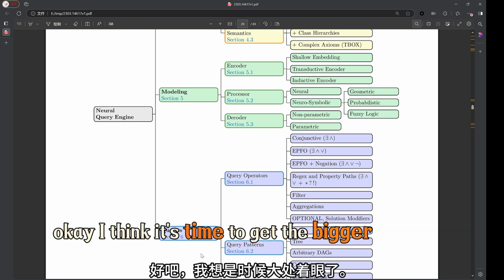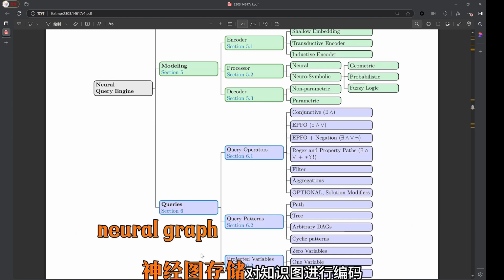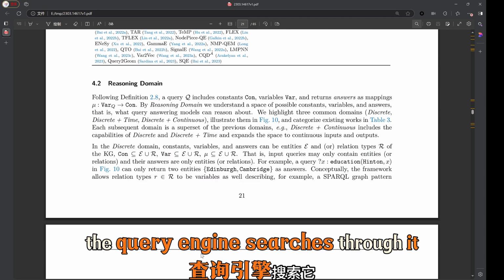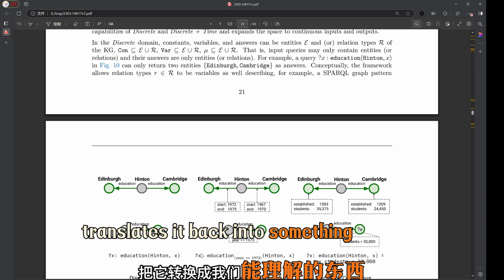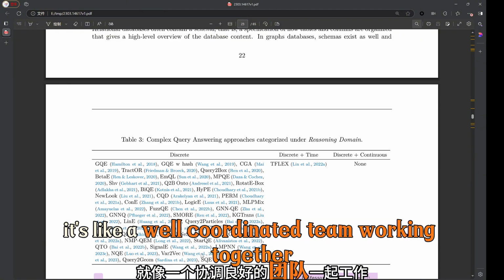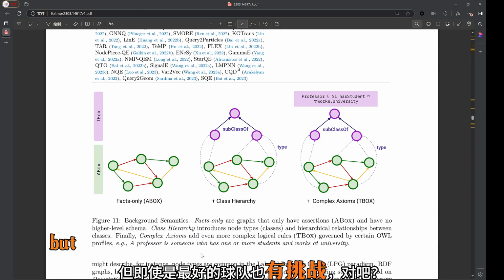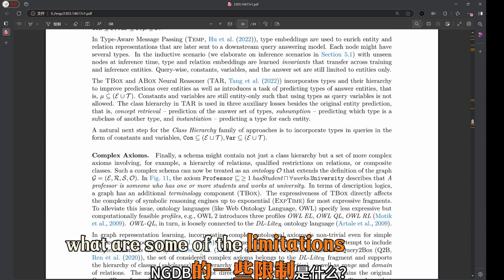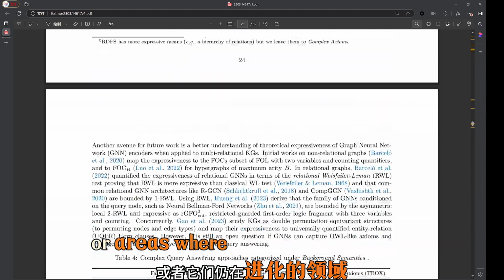Okay, I think I'm starting to get the bigger picture here. Neural graph storage encodes the knowledge graph, the query engine searches through it, and then the decoder translates it back into something we can understand. It's like a well-coordinated team working together to unlock the secrets of data. But even the best teams have challenges, right? What are some of the limitations of NGDBs, or areas where they're still evolving?